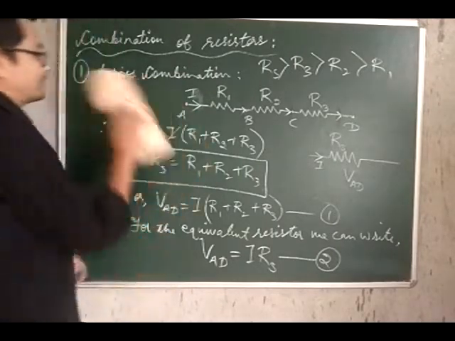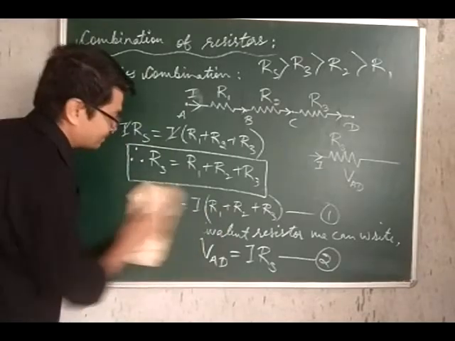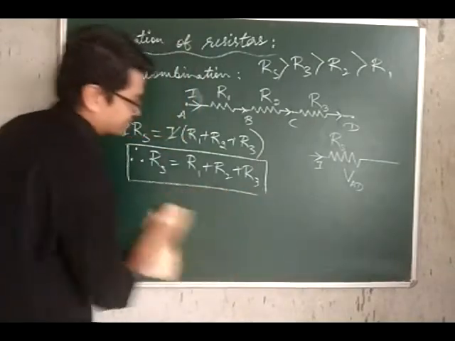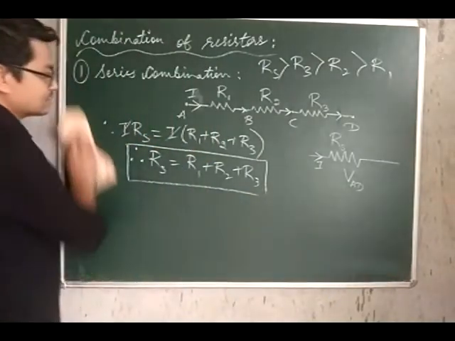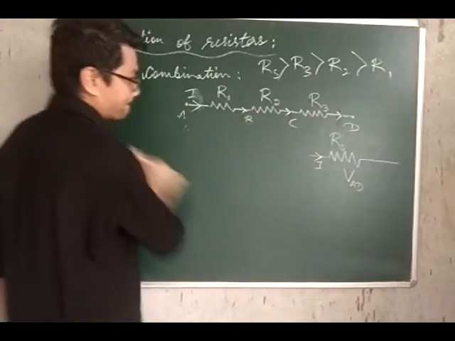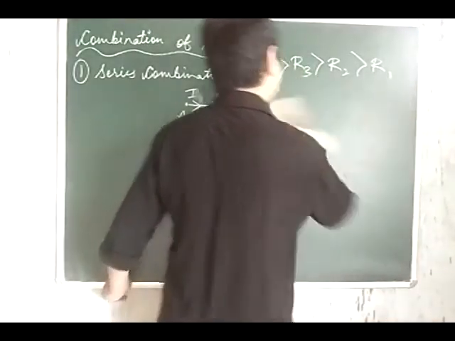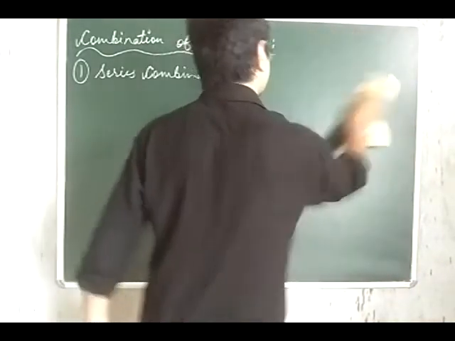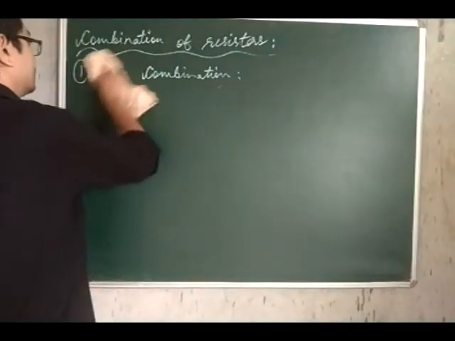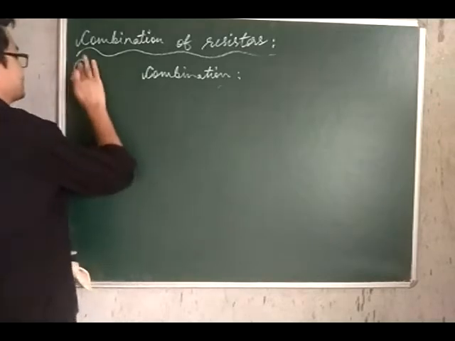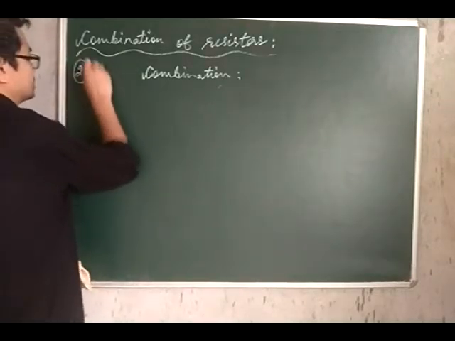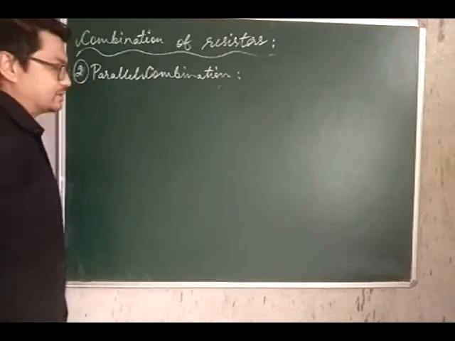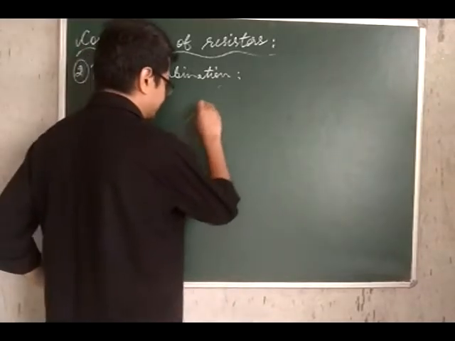Alright, for now, this is all about series combination of resistance, and let us now move into parallel combination of resistance. So I'm going to erase it. I hope you pause the video and copy the things on the board. Now we are going to discuss parallel combination of resistors. This is number 2. So this is parallel combination of resistance. So let me draw the picture.